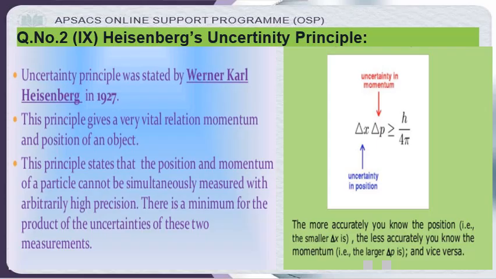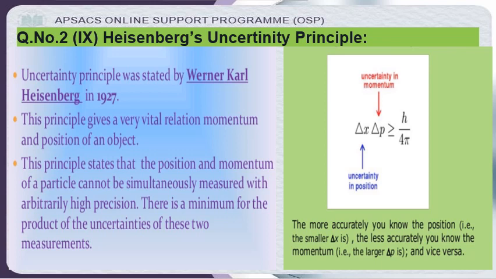Now the next question is, what is Heisenberg's uncertainty principle? Under the defects of Bohr's atomic theory, this principle is mentioned, but here I have elaborated it with its formula as well. It was given by Heisenberg in 1927, and he got a Nobel Prize for this. This principle gives a vital relation between momentum and position of an object, according to which the position and momentum of a particle cannot be simultaneously measured with arbitrarily high precision.